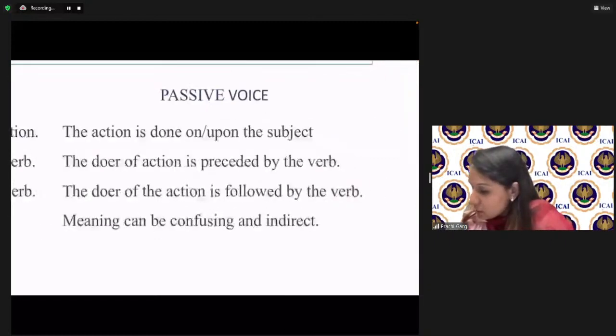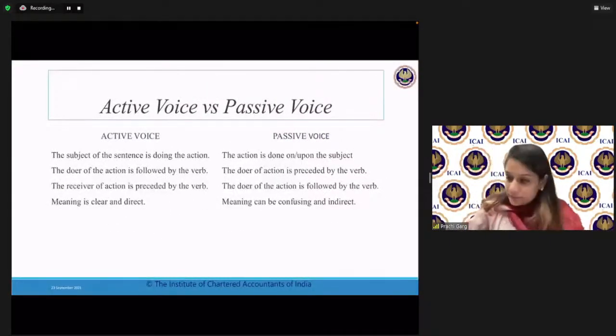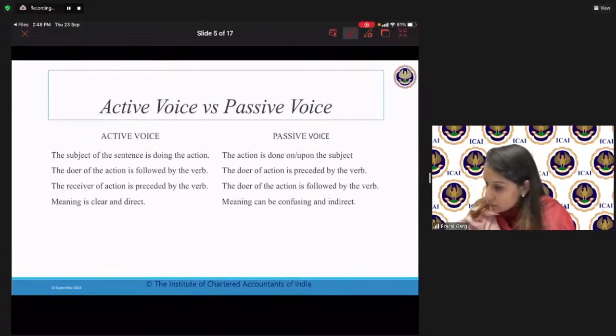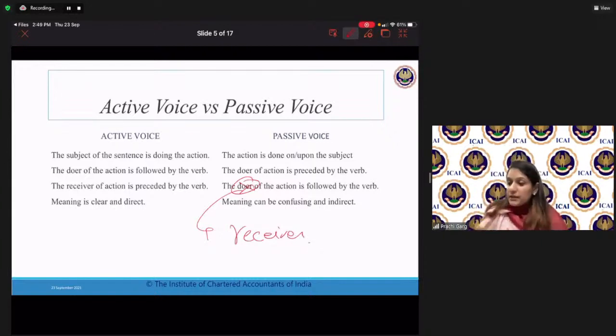This one is not the doer, this is the receiver here. I don't know how to mark up this. This is the receiver of the action. Okay. In active voice, the meaning is clear and direct.